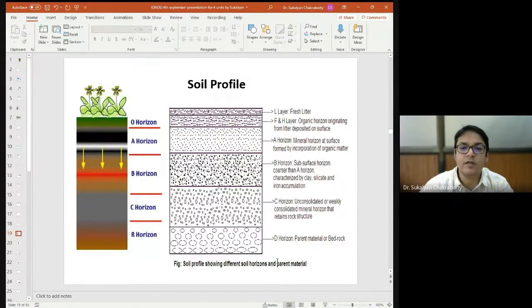So what happens when there is erosion and runoff? The upper organic matter rich layer, first of all, gets washed away. Then the A horizon, which is again a very important layer for the plants to grow, also starts getting eroded by rill erosion, runoff erosion, sheet erosion, as it is called. So due to this, finally, if the upper two layers, the O horizon and the A horizon, get washed away, then the productivity of the soil gets depleted.